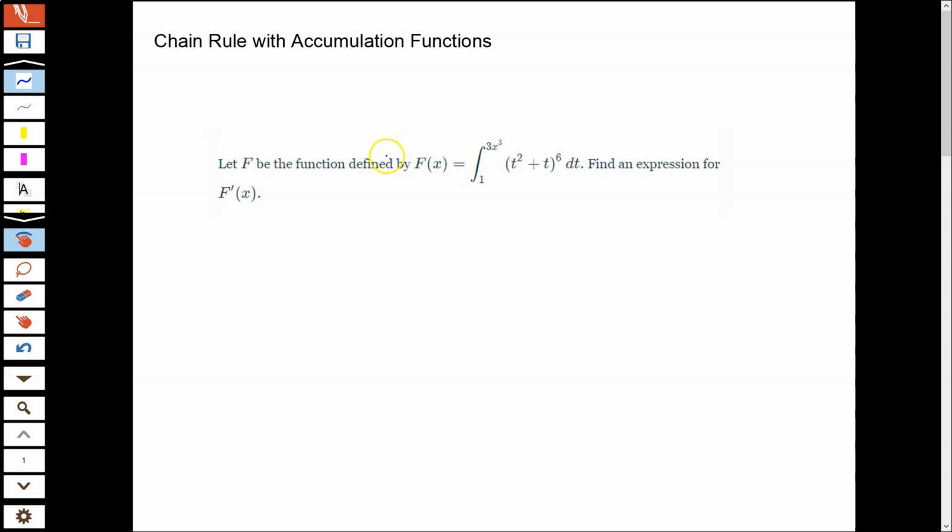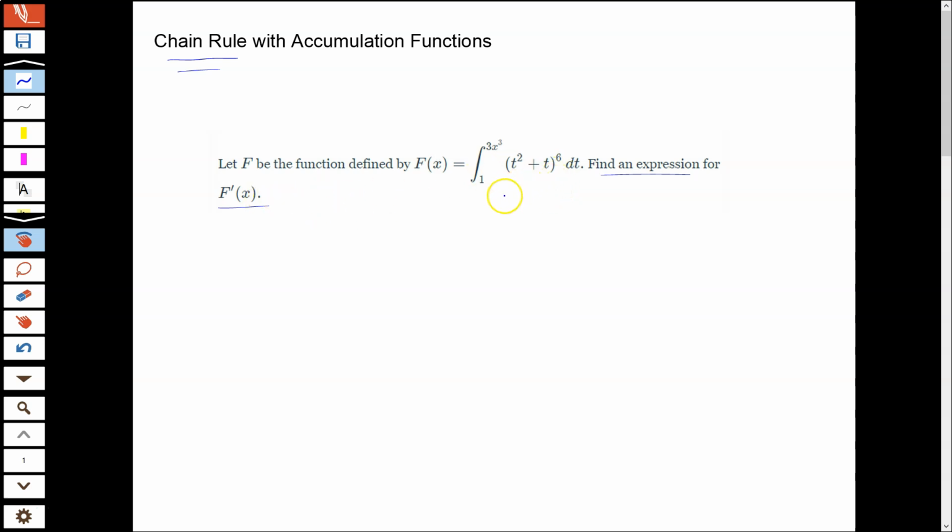We have been working with accumulation functions in the past several lessons. Here, we're going to work a little bit more closely with their derivatives, and specifically, we're going to learn how to use chain rule with accumulation functions. Okay, so notice this example here is asking us to find an expression for the derivative.